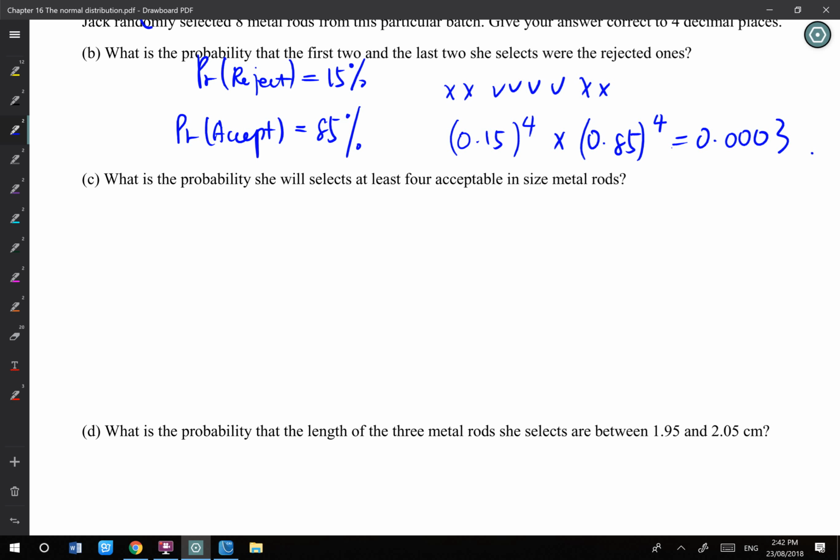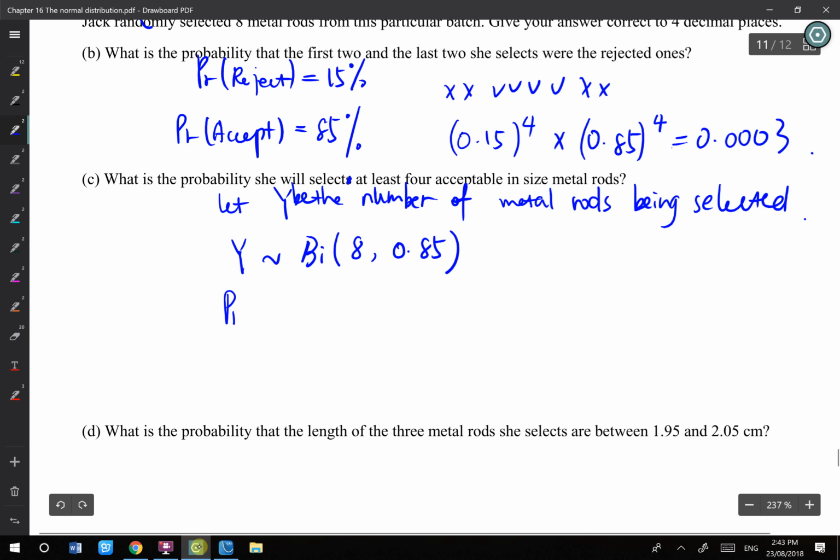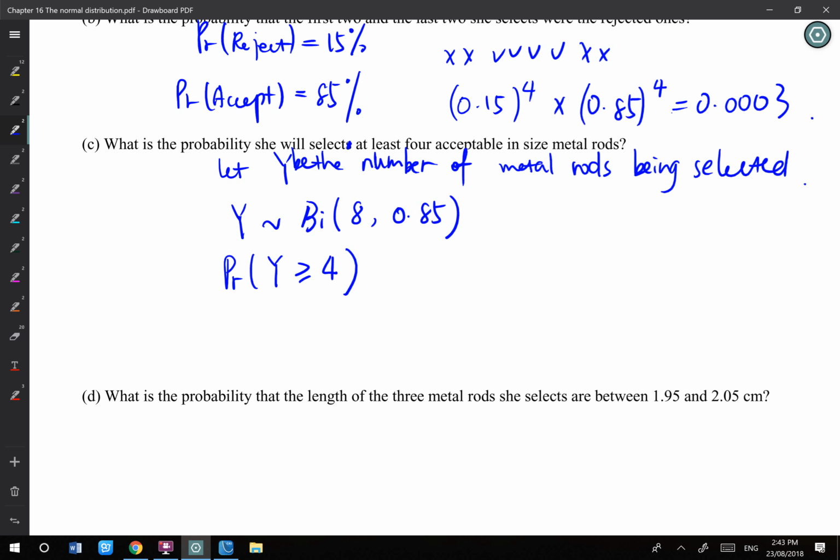What is the probability she will select at least 4 acceptable metal rods? Okay, so at least 4 being accepted. I can let Y be the number of metal rods being accepted. So Y will be a binomial distribution with 8 trials. You have done 8 times, and the accept rate is 0.85. Being accepted is 0.85. So what I want is probability Y greater than or equal to 4. At least 4 being accepted.